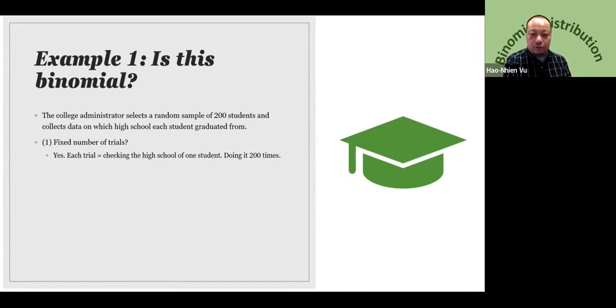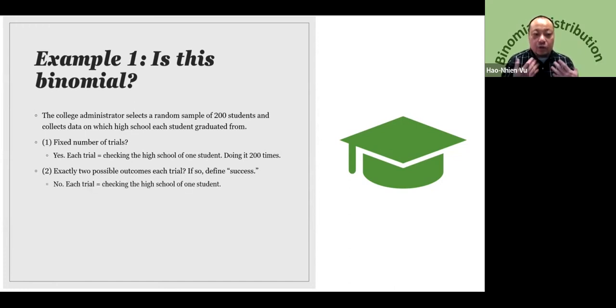The number is 200. Criterion number 2, exactly 2 possible outcomes each trial? If yes, then define which one is success. Well, in this case, you're checking on which high school the student graduated from. So you come up to a student, say, what high school did you graduate from? Then you can tell that no, each trial where you check the high school of each student, you could have multiple possible answers. No, potentially hundreds of possible outcomes. Condition number 2 is not met.